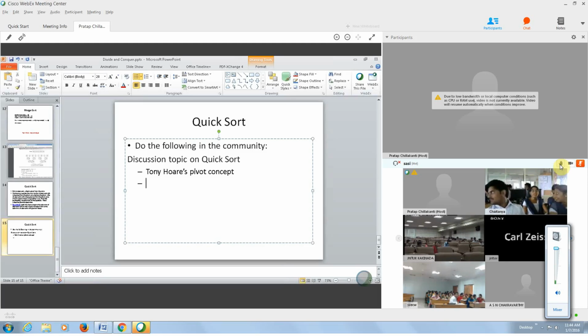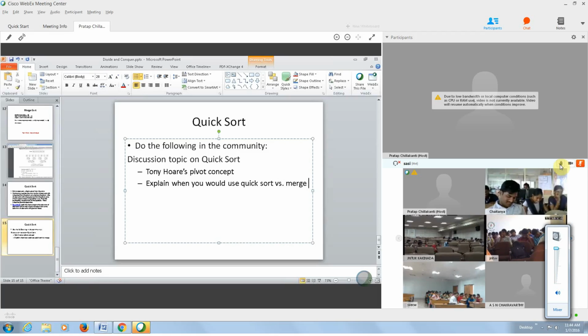I want someone to explain when you would use Quicksort versus merge sort. Okay, that is one discussion topic that I'm going to put.